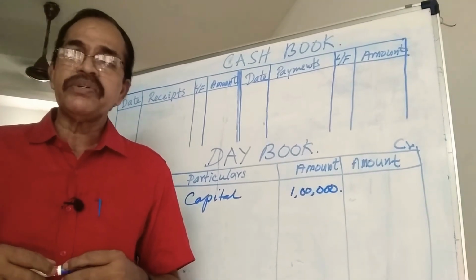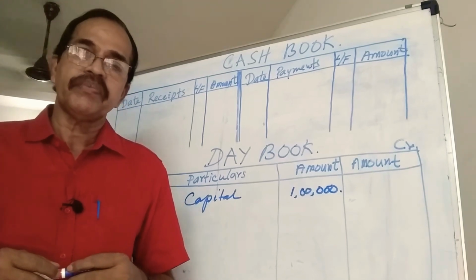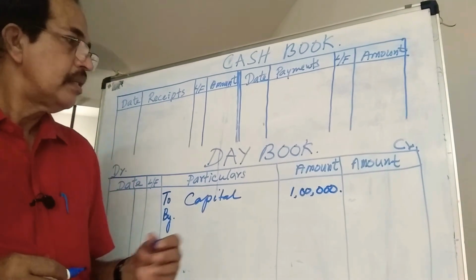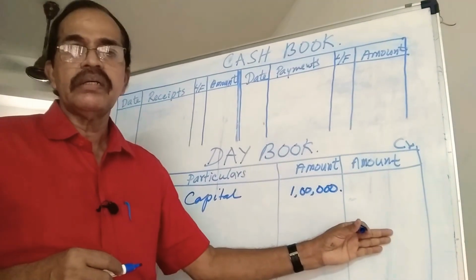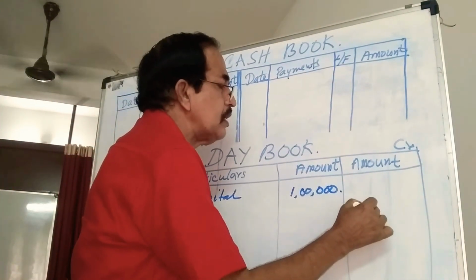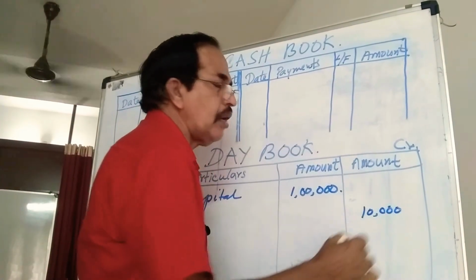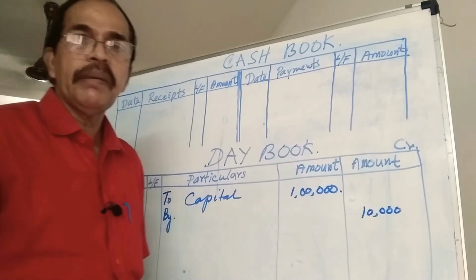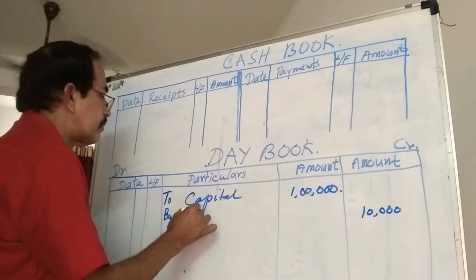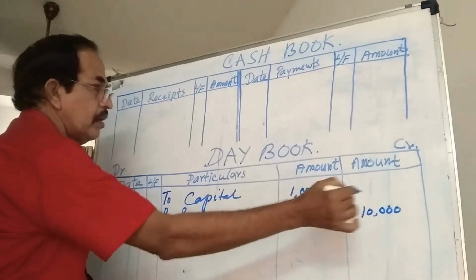We know when we purchase goods for cash, cash is going out of the business. So definitely the amount will be written in the second column. So I purchased the goods for rupees 10,000. So 10,000 rupees has gone out of the business for the purpose of purchase. So I shall write here by purchase, 10,000.